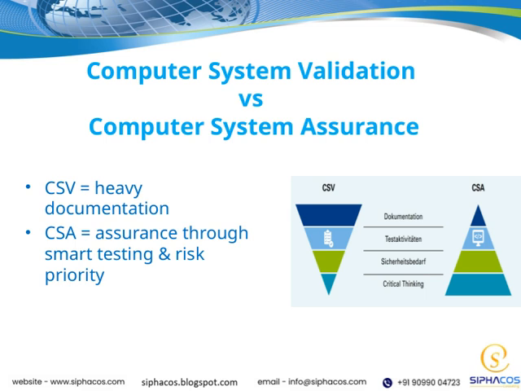CSV, or computer system validation, is often seen as heavy documentation. It involves extensive records to prove that systems work as intended, which can sometimes feel like a compliance checklist. On the other hand, CSA, or computer system assurance, is about providing assurance through smart testing and risk-based prioritization. Instead of just documenting everything, CSA focuses on actively testing the system and addressing the most critical risks first. The key difference here is that CSV emphasizes thorough documentation, while CSA emphasizes confidence through targeted testing.